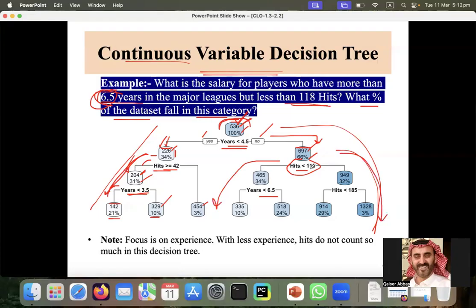And here, if hits are less than that, it is 34% of that previous, and the salary is 465. You can call it salary, or you can call it the number of persons. Sometimes it is better to say number of persons. Here, for example, at the root node, it is for sure the number of persons. How can we say that this is the salary of 100%? We have to find the salary.